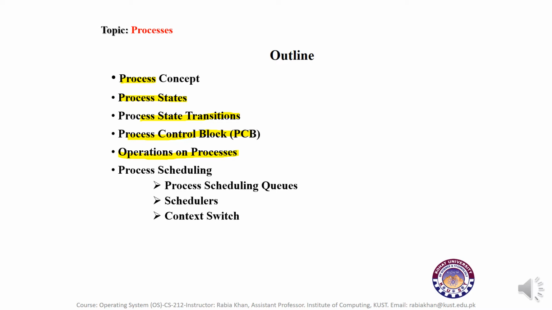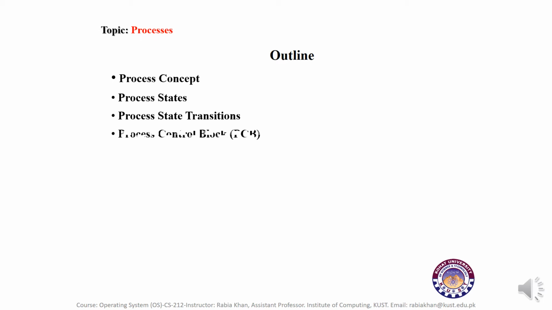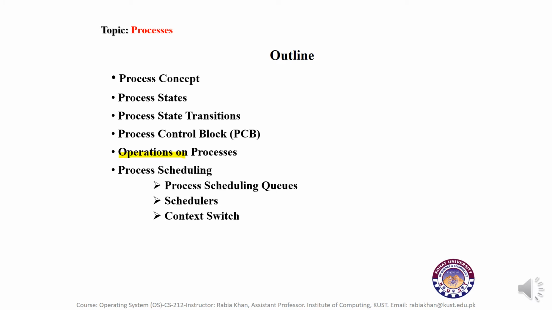So in today's discussion, we will be revisiting operations on processes to see what complicated operations are there in order to have a better understanding of them. So the point that we are going to start in today's discussion is some of the operations that either the user can perform on a process or the operating system can perform. We will be discussing some of them in further detail.